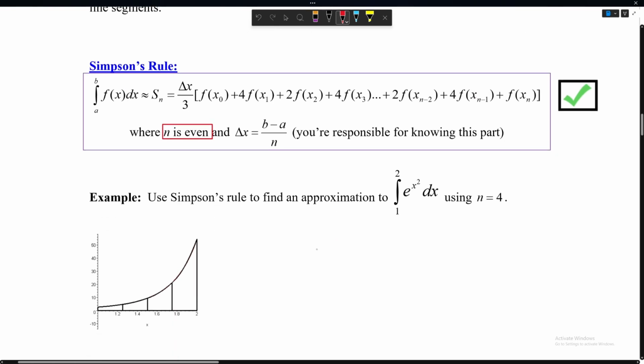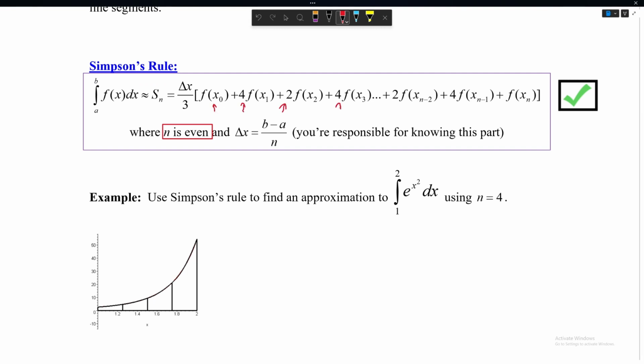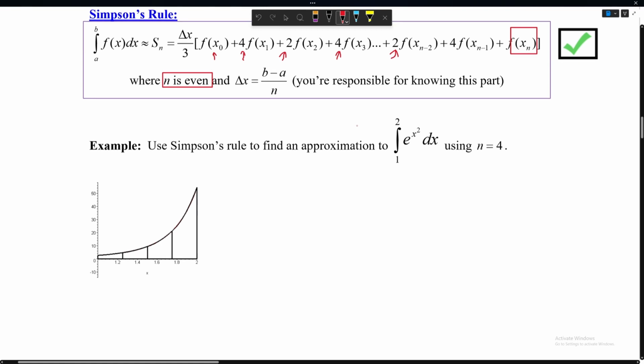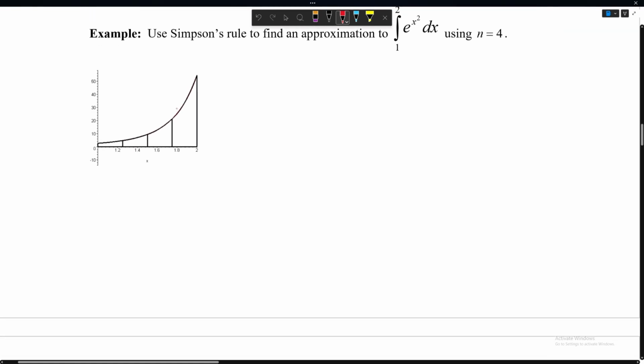So it only works when your n is even. You do the same thing, except now you have x0, and then you have 4, then 2, then 4, then 2, and so on until you get to the last one where you don't put 4 or 2. And because it only works on even numbered n, you'll always start with 4, and since it's even numbered, you will end with 4. Okay? So I'm not going to really go through this.